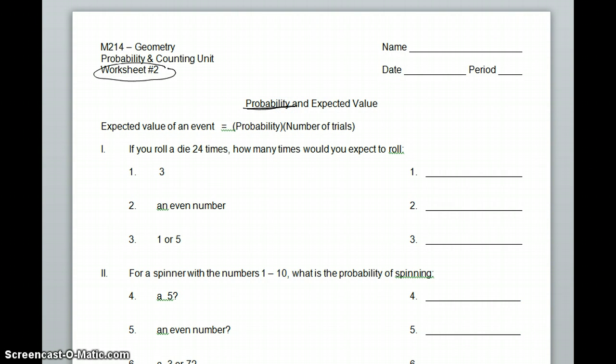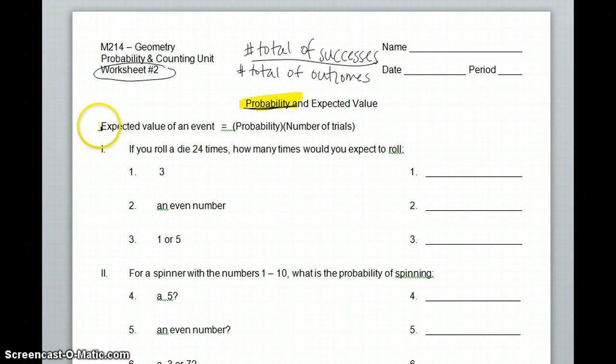You were supposed to look at worksheet 1 and see what probability meant. Probability is the total number of successes in the numerator over the total number of outcomes in the denominator. And then expected value of an event is the probability times the number of trials. So first we have to find the probability in order to do these problems.